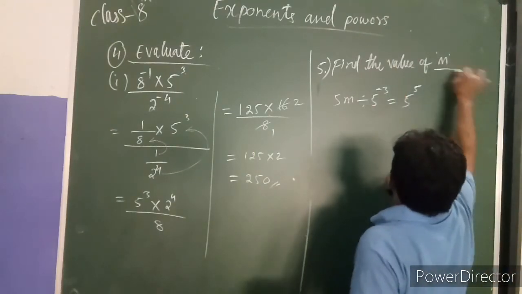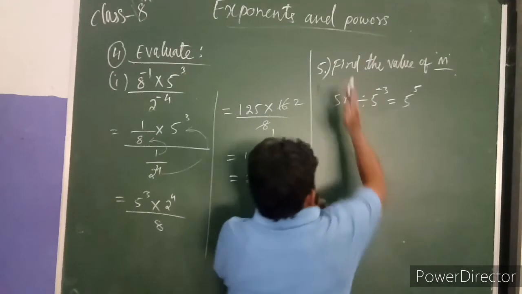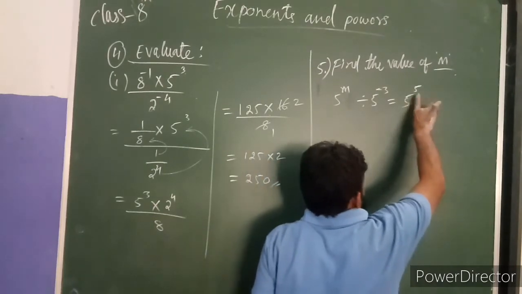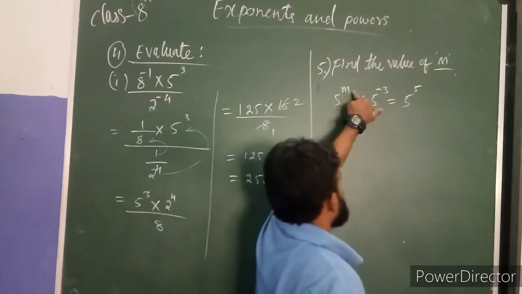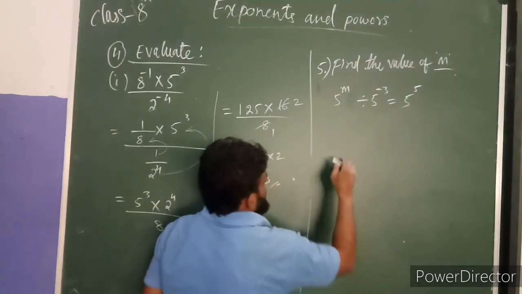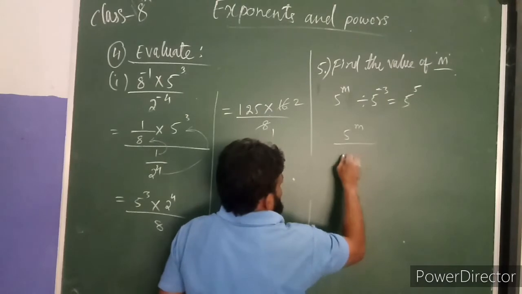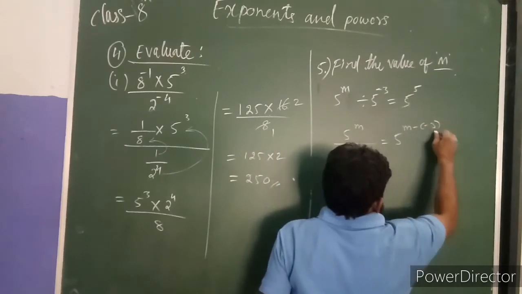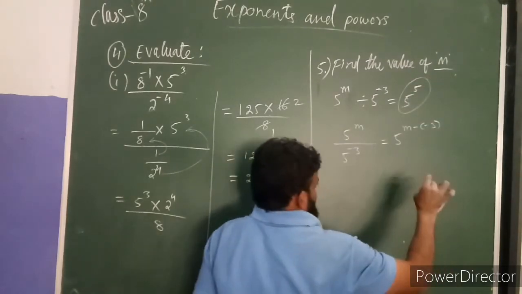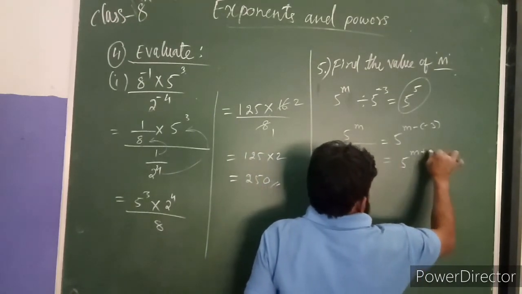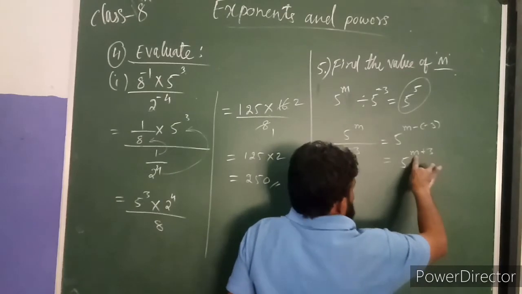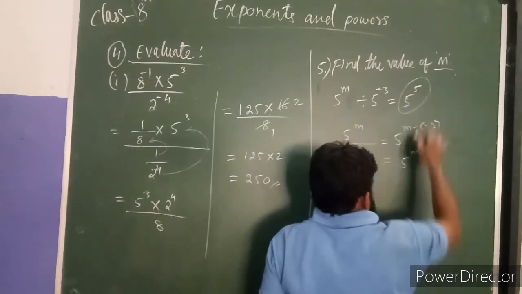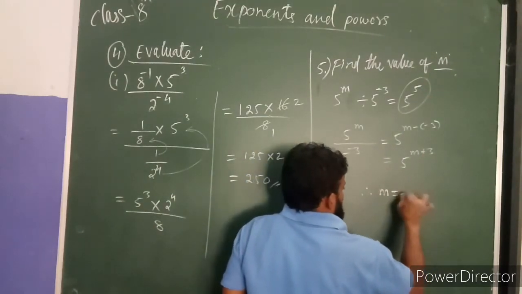Find the value of m. The given is 5 to the power of m divided by 5 to the power of minus 3 is equal to 5 to the power of 5. We need to find the value of m. So here 5 to the power of m divided by 5 to the power of minus 3 gives 5 to the power of m minus minus 3, that is m plus 3, minus into minus is plus. The answer is 5 to the power of 5, so m plus 3 equals 5. Therefore, m is equal to 2.